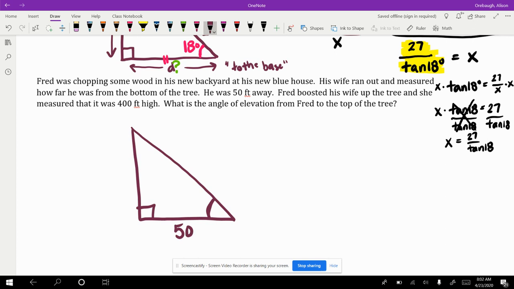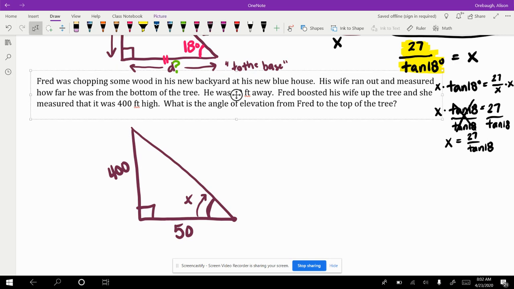Fred boosted his wife up the tree, and she measured that that was 400 feet high. So the height is 400 feet high. What is the angle of elevation from Fred to the top of the tree? What is the angle from here, looking up at the top of the tree? In this case, we don't know our angle, and that will be our x. So this is one of those where we're finding our angle measure.